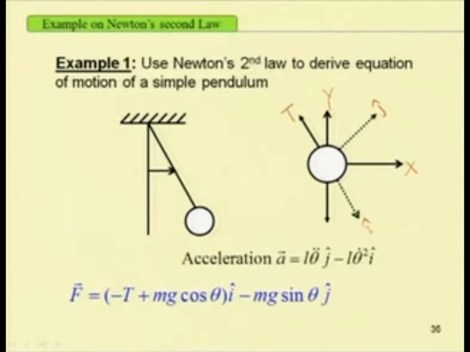So, the total force acting on the system can be written. This is the tension force T, and another force acting on the system is mg. So, under the action of these two forces, the system will be in equilibrium if we add the inertia force to the system.